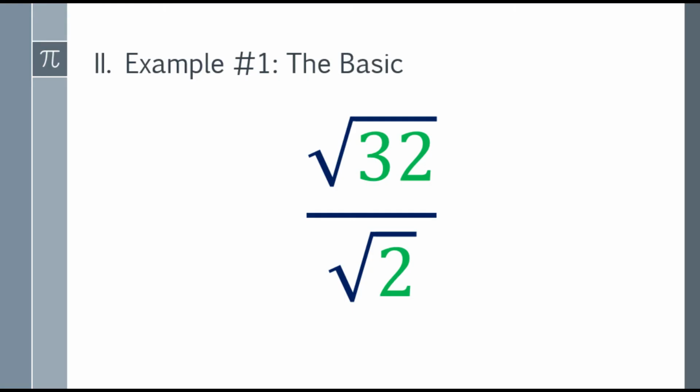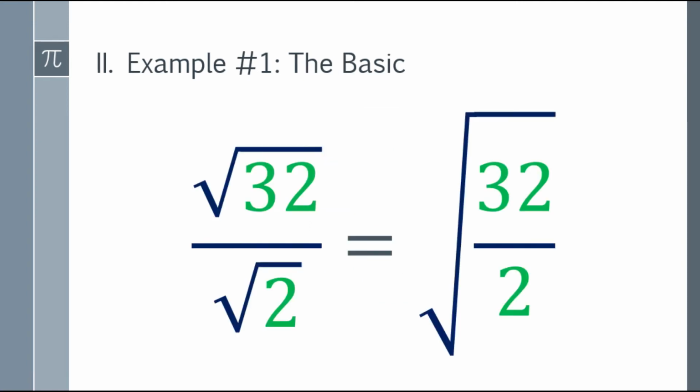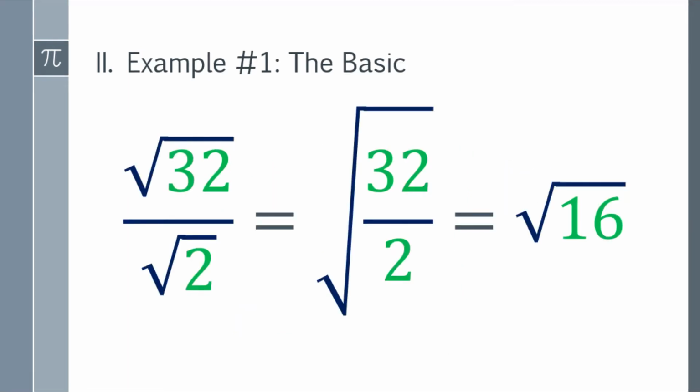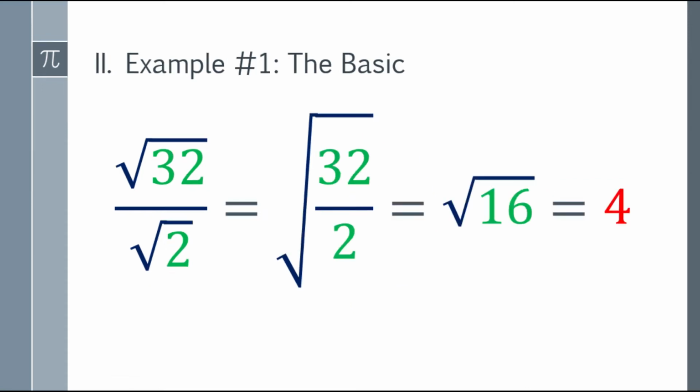So let's have the first example. Dun muna tayo sa the basic. Okay, we have the square root of 32 over the square root of 2. So we can apply the quotient rule kasi parehas silang square root. So that will be the square root of the quantity 32 over 2. Simplify it, that will be the square root of 16. And the final answer ang square root ng 16 ay 4.